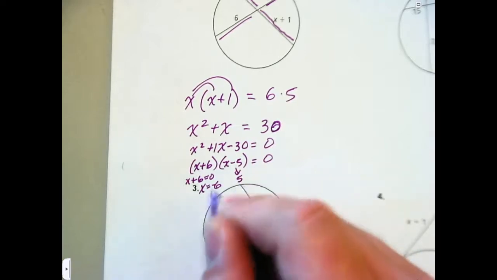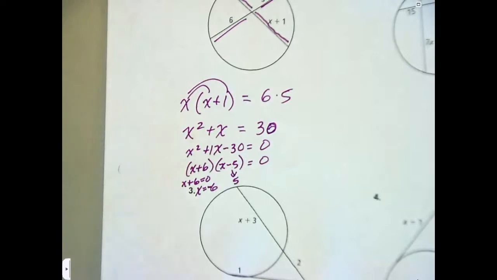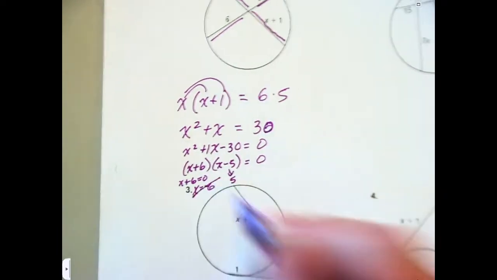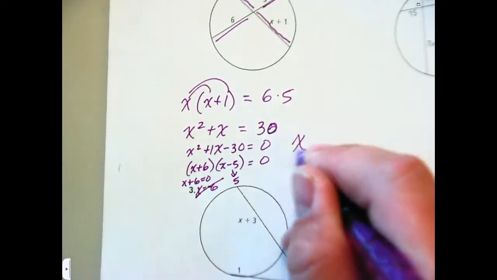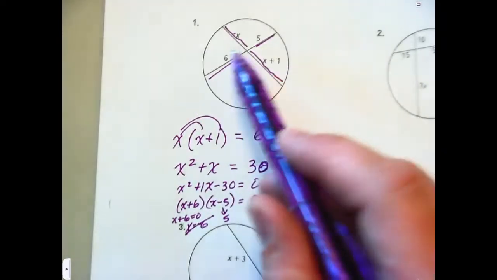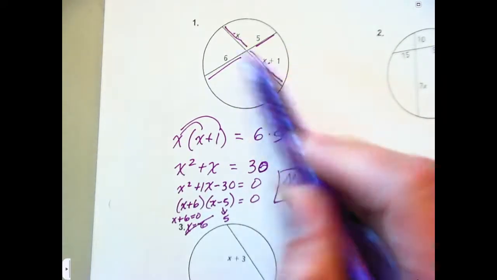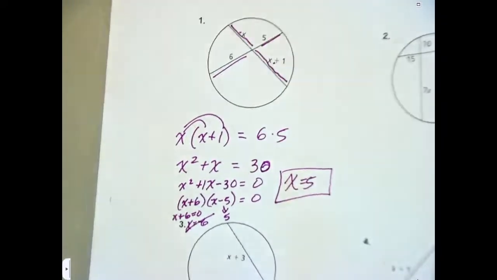5. Which one of those can be a length? Cynthia? X equals 5. Why can't negative 6 be a length? Can't have a negative length. If you want to see if you did it right, plug it back in. We know this is 30. Is 5 times 6 30? Yep, it is. We're good to go. X equals 5.